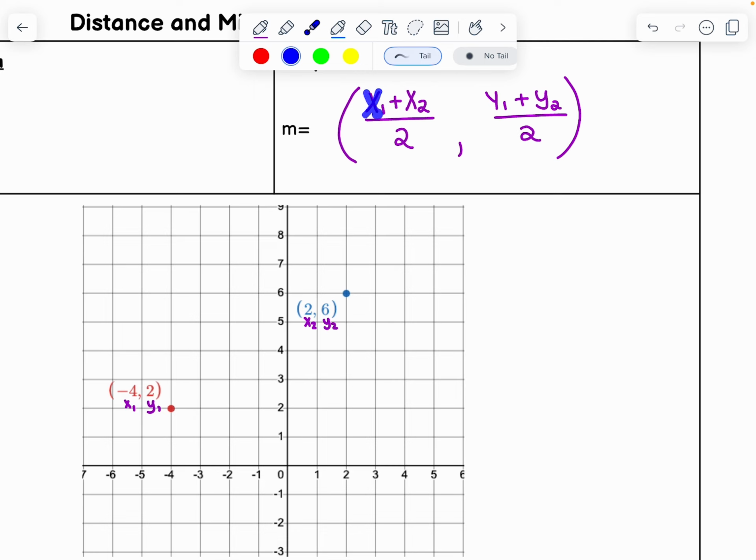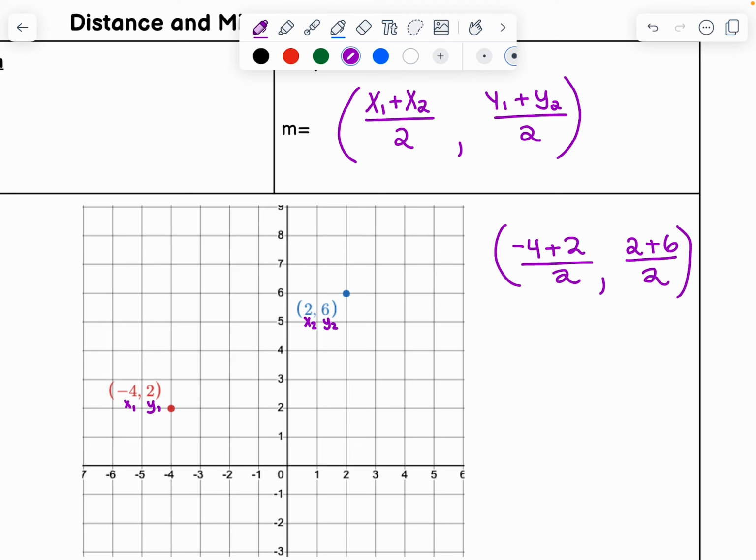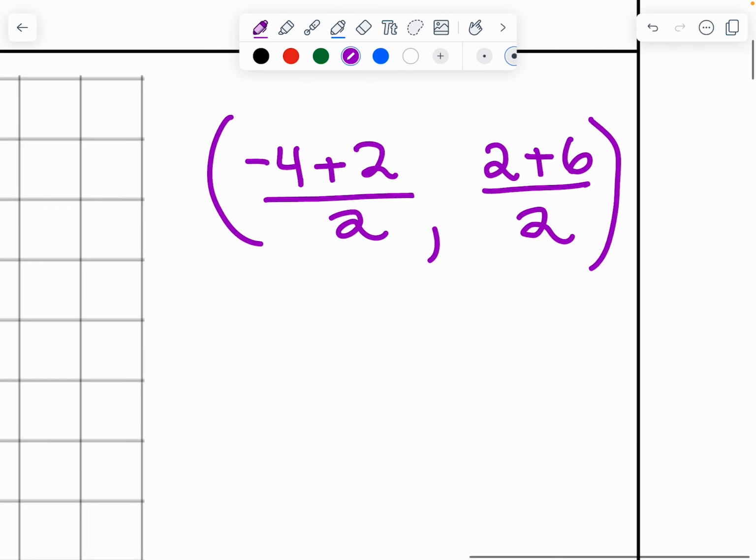Our formula says we're going to do x1 first. So what is our x1 value? Our x1 value is -4 plus x2. What's our x2 value? That's a 2 divided by 2. And now we're going to take our y1, and our y1 is 2 plus our y2, which is 6, and divide by 2. So let's crunch these numbers.